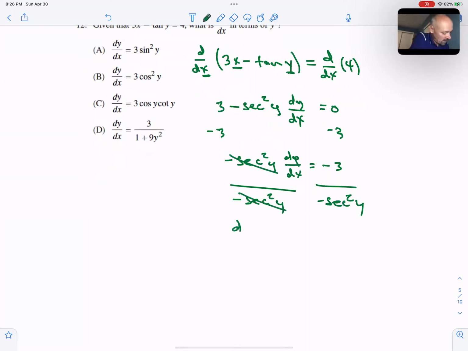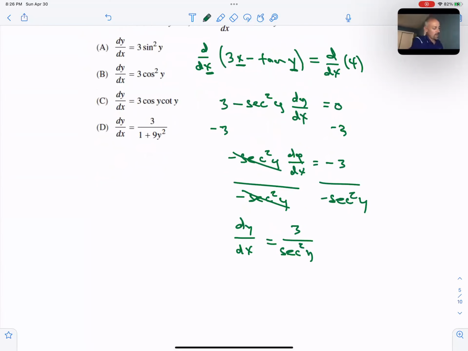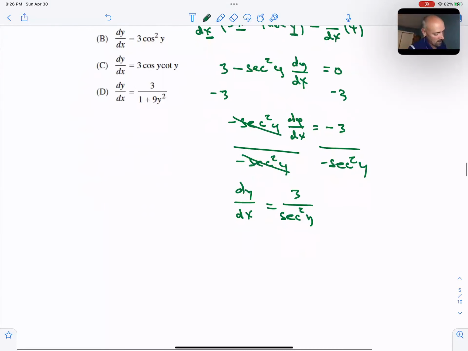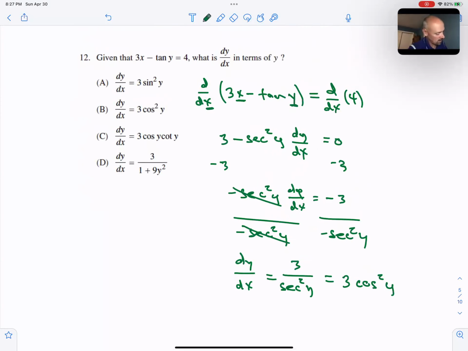So on the left side, I get the dy dx that I was solving for. And then on the right side, I get 3 over secant squared y. Okay, quick look, I'm not seeing that. So there is a trig identity here. 1 over secant squared y is going to be equivalent to cosine squared y. So this is equal to 3 times cosine squared y. That's dy dx in terms of y. There it is right there. Okay. So I did have to know a simple trig identity there, that 1 over secant is equal to cosine.